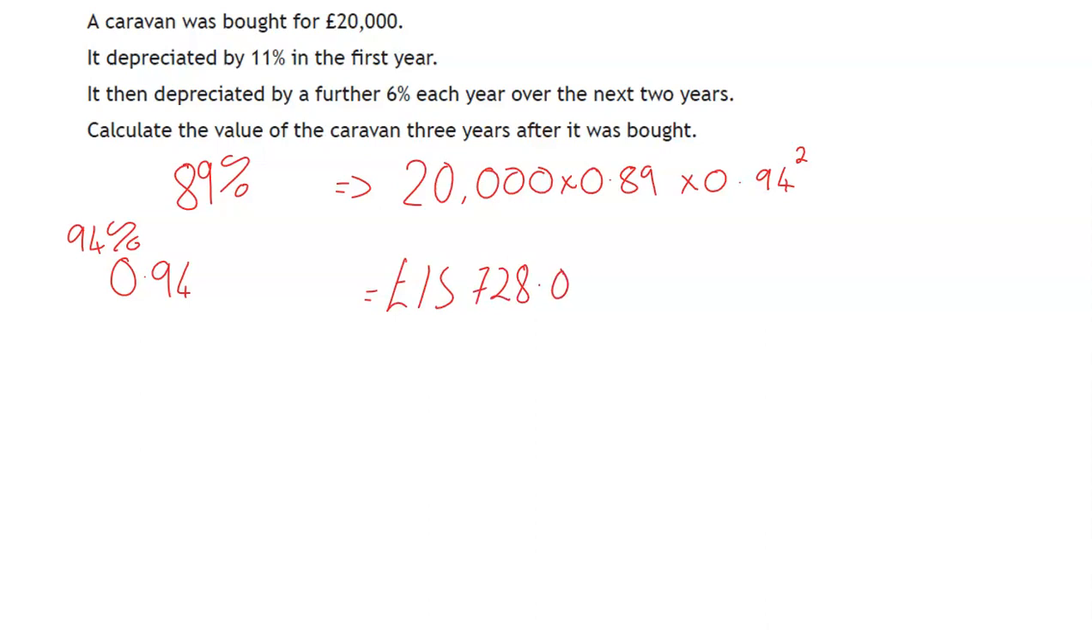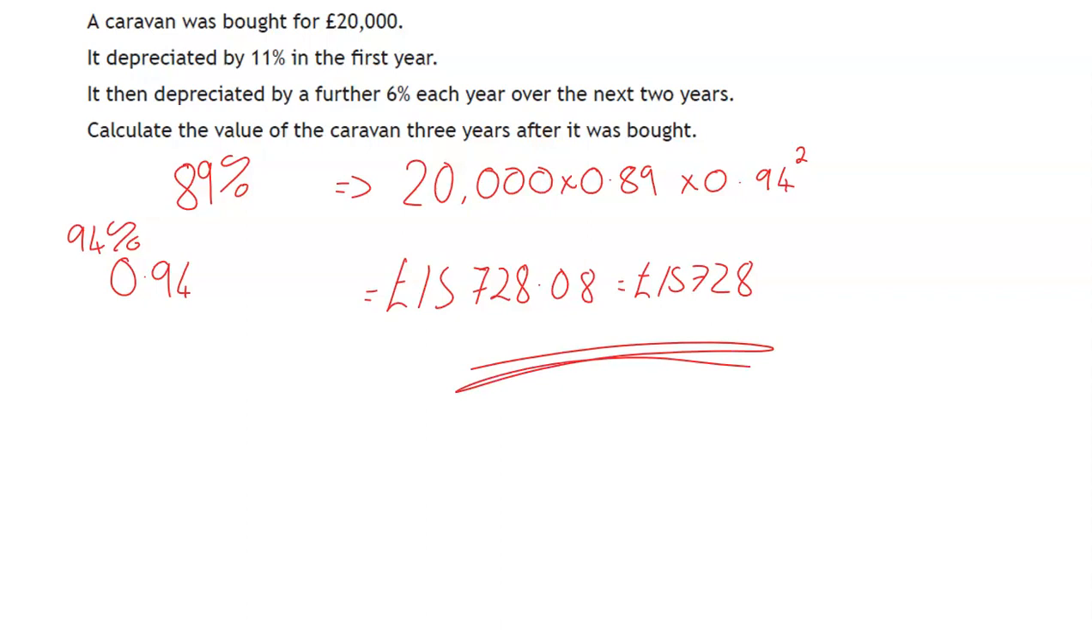The solution we'd get for this one is £15,728 and 8 pence. Now, for something like a caravan, rounding it to £15,728 wouldn't be an issue. You're not going to argue over 8 pence for a caravan. Now, if you did the 20,000 times 0.89, got an answer, and then did your 2 years after that at the 94%, you wouldn't lose any marks at all. You're giving yourself more maths to do, don't get me wrong, but you wouldn't lose any marks doing it step by step as long as you got to that final solution.